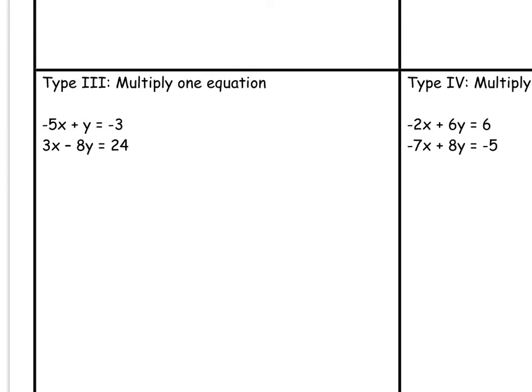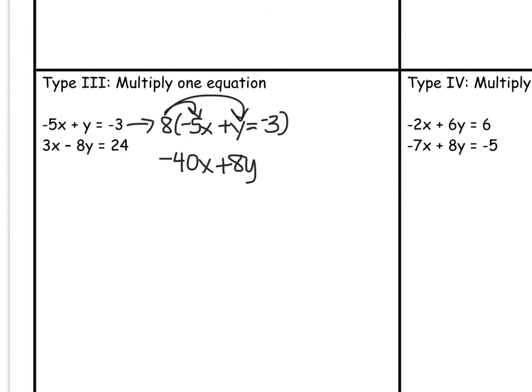I can't just pick this one. So we're going to take this equation over here, and we're going to multiply it by 8. So we're going to do 8 times negative 5x plus y equals negative 3. And when we do that, we end up getting negative 40x, because we're multiplying 8 times negative 5. We end up getting 8y, because that's 8 times y. And then we end up getting negative 24, because that's 8 times negative 3.